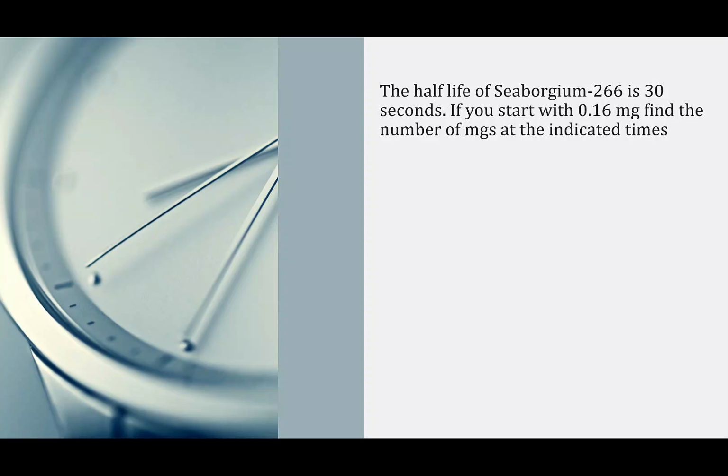This says every 30 seconds I should have half as much as I did the previous 30 seconds. Because we started with 0.16 milligrams, 30 seconds later, I'll have half of that amount. Half of 0.16 is equal to 0.08 milligrams. If I look 30 seconds later, which is a minute from my starting time, I'll again have half of my previous amount. Half of 0.08 will be equal to 0.04.